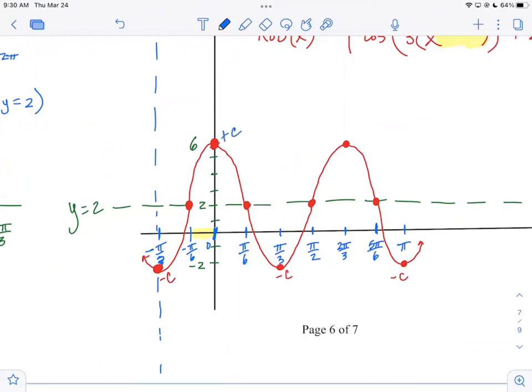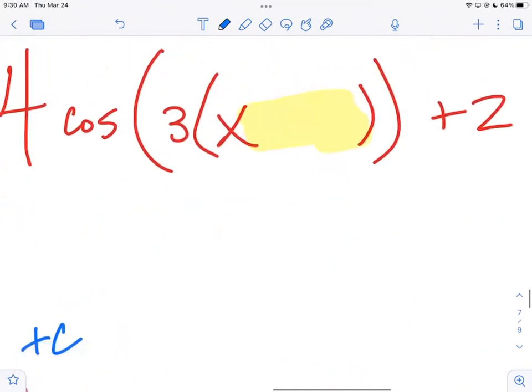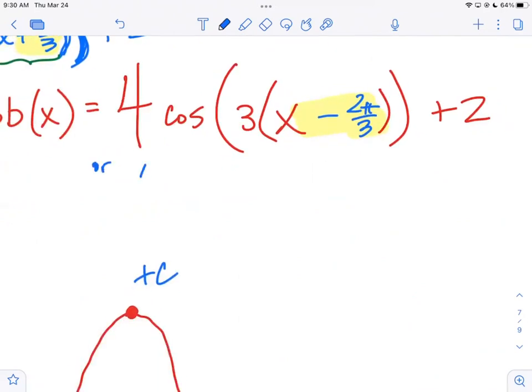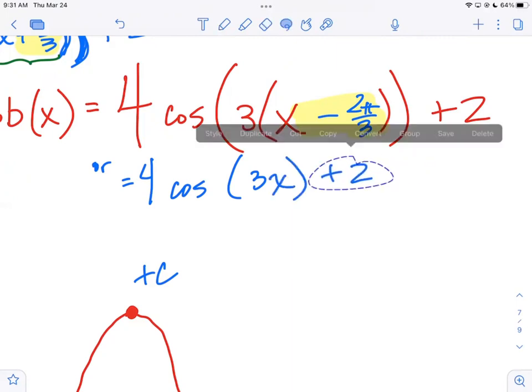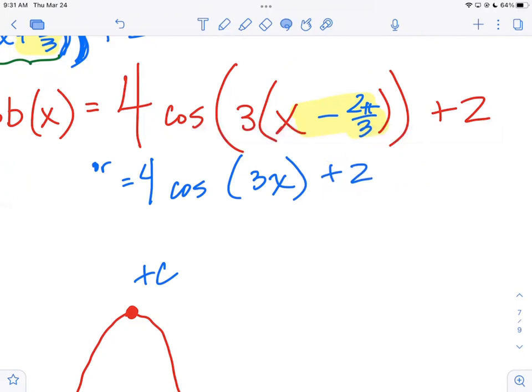I see one at 0. I also see one at 2 pi thirds. Yeah, you could do minus 2 pi thirds if you want. That would be fine. Or, if I use 0, I wouldn't even need to put x minus 0, would I? Because what's x minus 0? Just x. So that would be probably the easiest one to use because I wouldn't really even need a phase shift. It makes the equation look a little bit nicer. See that?